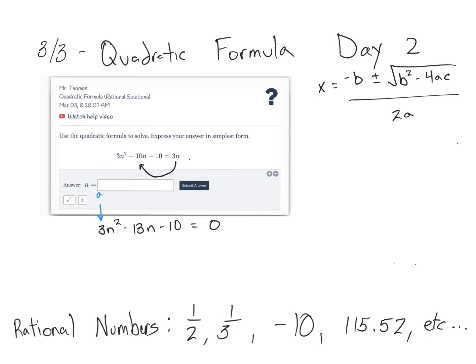Here's our a, the 3. Here's our b, the negative 13. Here's our c, the negative 10. And then we can plug it into the formula. We got b is negative 13. So in the formula, negative 13 is positive 13 plus or minus the square root of negative 13 squared is 169 minus 4ac. 4 times 3 times c, which is negative 10.